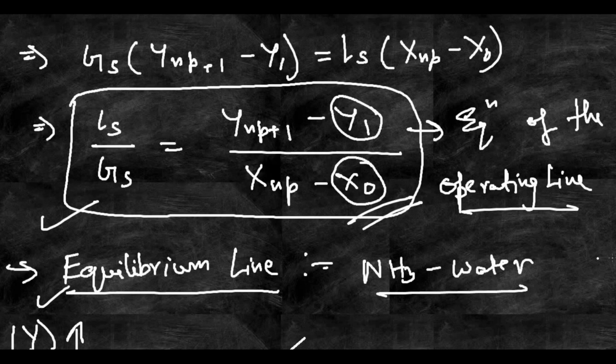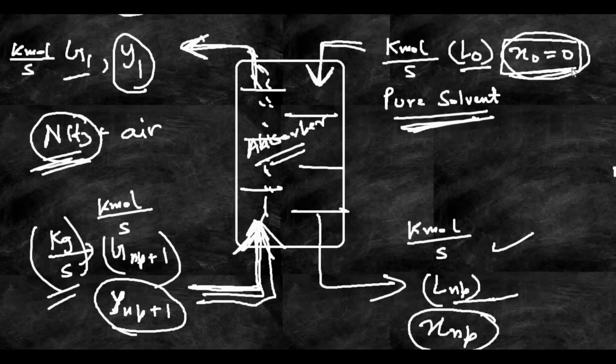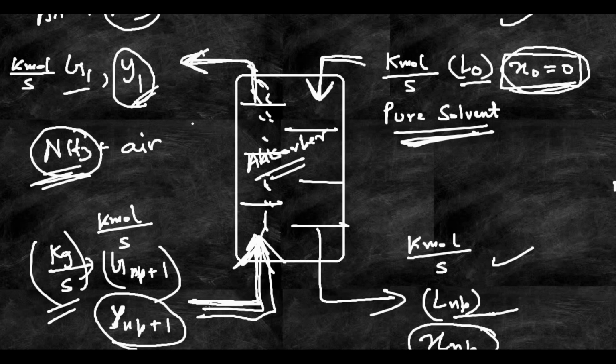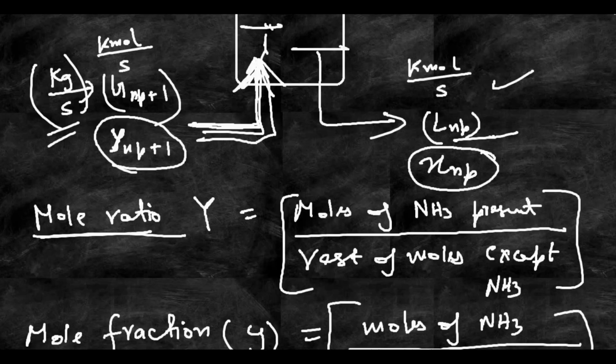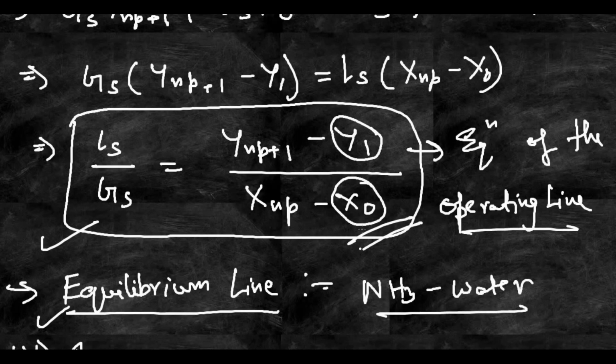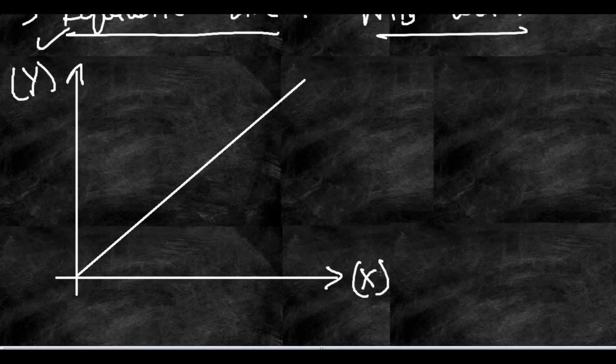There will be some value of y1, because y1 is the ammonia leaving in the gas stream. Absorption has already taken place, but still some amount of ammonia will remain in the outlet gas stream. So that is y1. I have the first point, x naught, y1, and I will plot it here. x naught is assumed to be 0, which is why the point is located on the y-axis.